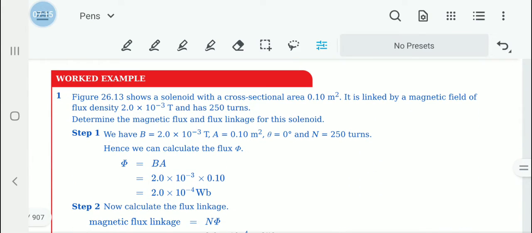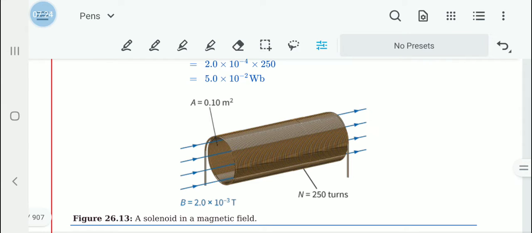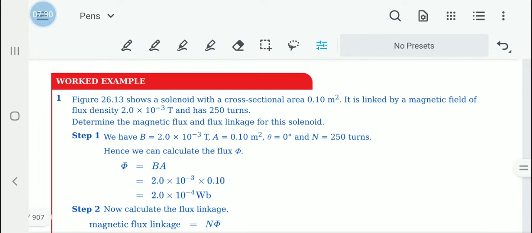So let's look at this example to better understand what has been discussed. Figure 26.13. So this is the diagram. There is a coil, and there is a field running through it. It shows a solenoid with a cross-sectional area of 0.1 meter squared. It is linked by a magnetic field of flux density 2 × 10⁻³ Tesla and has 250 turns. Determine the magnetic flux and flux linkage for this solenoid.